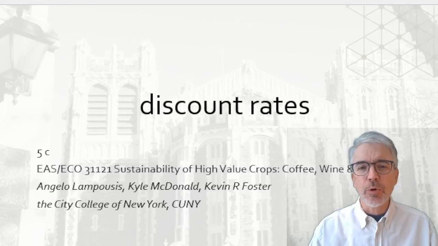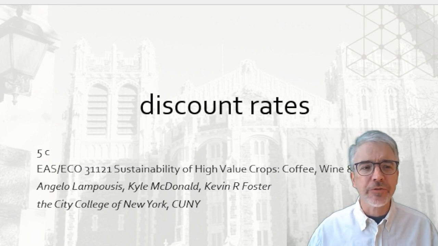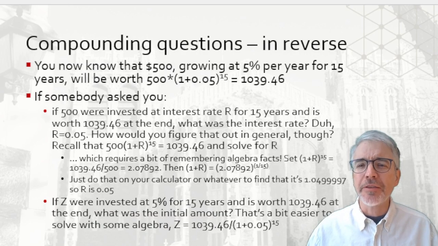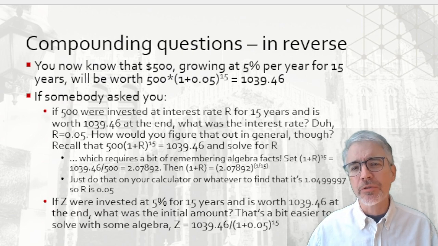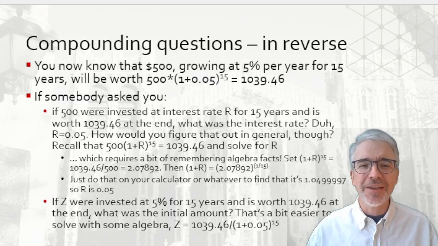We're going to talk a little more about growth and compounding, but now we're going to try it in reverse just to shake things up a little bit. Last time we calculated that 500 growing at 5% per year for 15 years is going to be worth 1039.46 at the end of the period.